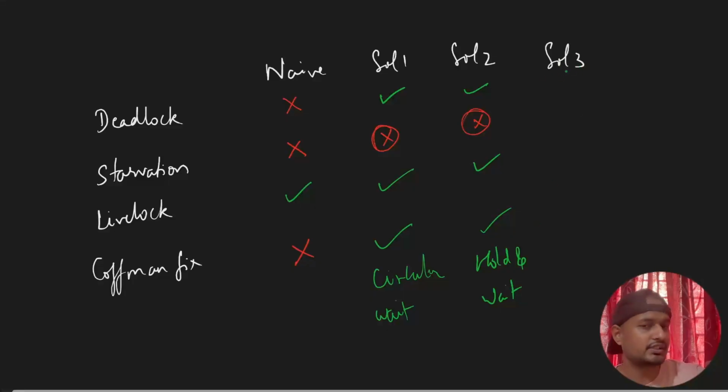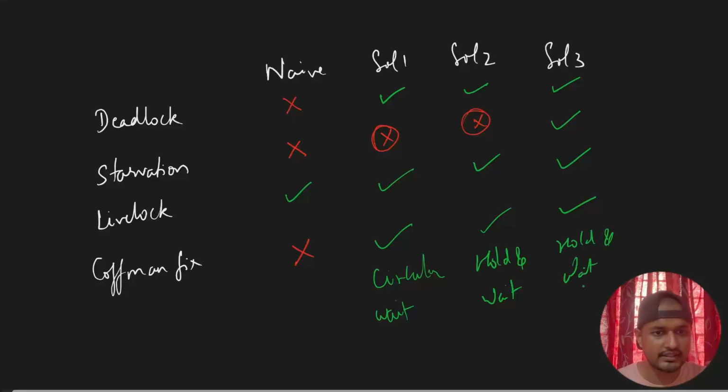What about the third solution? Deadlock was not present. Starvation? Starvation also, using that internal while loop, we resolved this starvation. Live lock also, using random timeout, we resolved live lock. And Coffman fix also we did. What is the Coffman fix that we did? Again, we broke the hold and wait condition, correct?